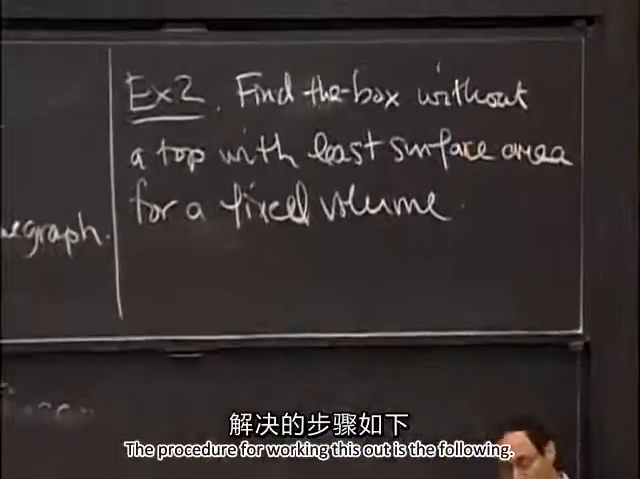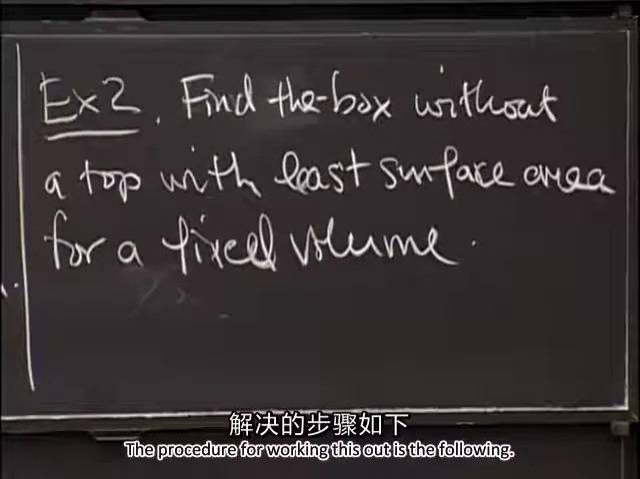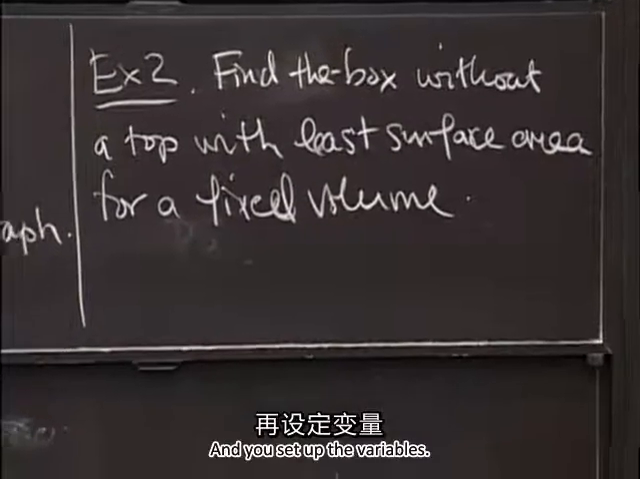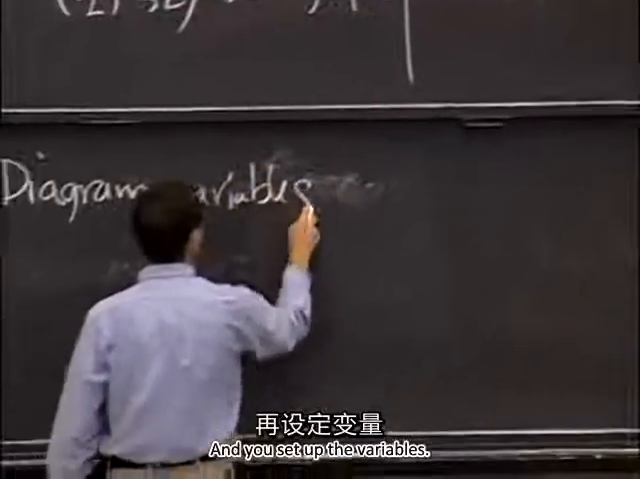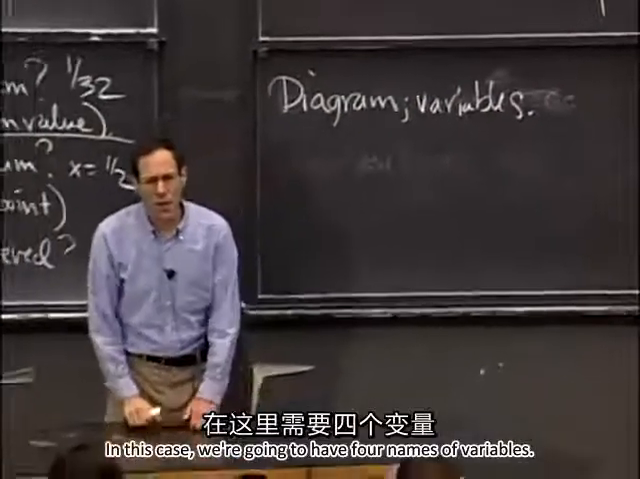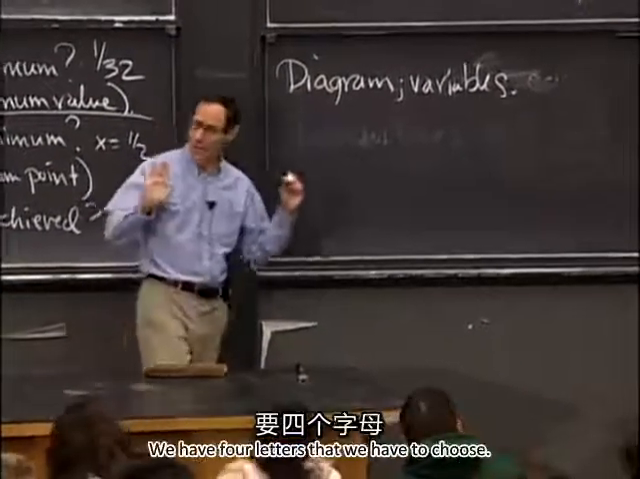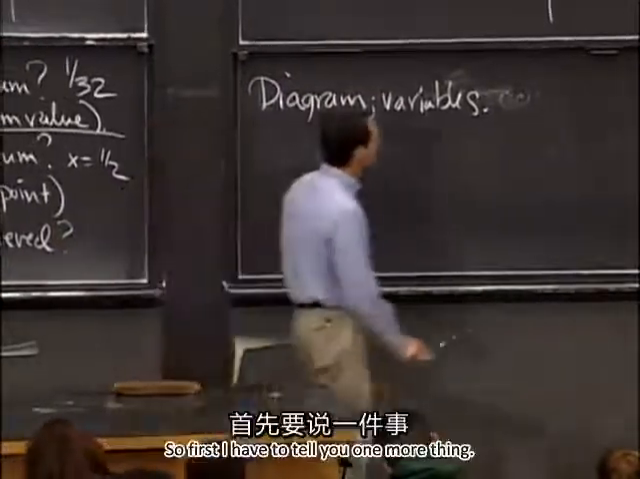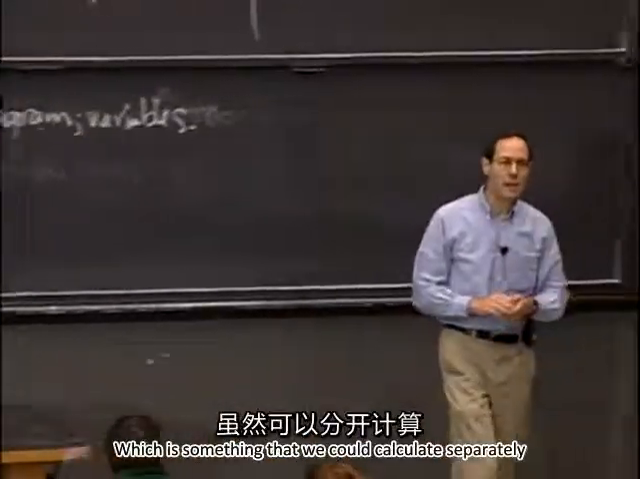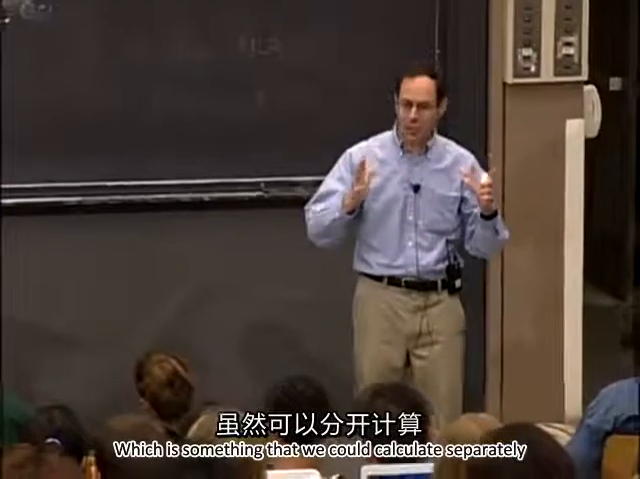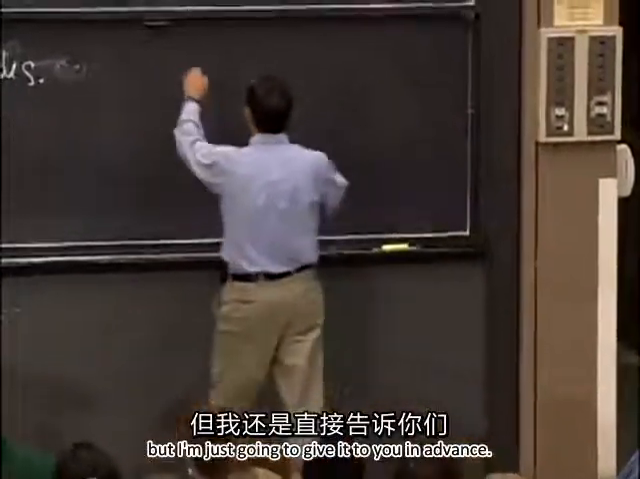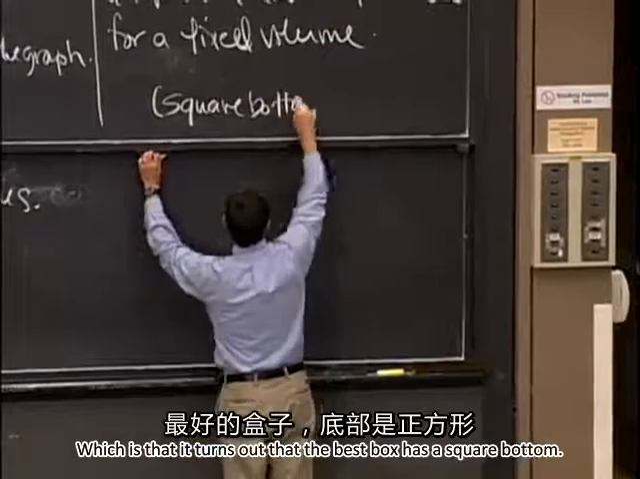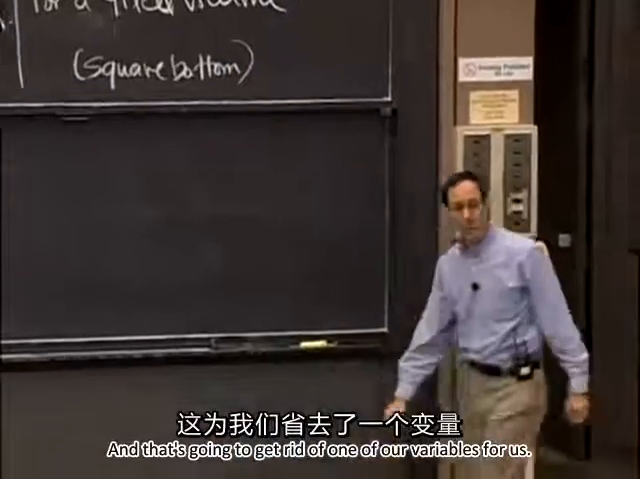The procedure for working this out is the following. You make this diagram and you set up the variables. In this case, we're going to have 4 names of variables. We have 4 letters that we have to choose, and we'll choose them in a kind of a standard way. First, I have to tell you one more thing, which is something that we could calculate separately, but I'm just going to give it to you in advance, which is that it turns out that the best box has a square bottom. And that's going to get rid of one of our variables for us.